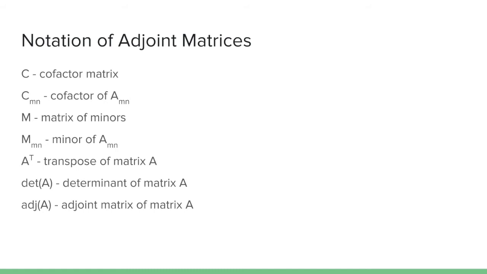Before we get into the use and properties of adjoint matrices, we have to go over their notation. C represents the cofactor matrix, and C with a subscript represents the cofactor of a certain term within the original matrix. The same goes for the matrix of minors, except using M instead of C. A superscript of T represents the transpose of a matrix. DET represents the determinant of a matrix, and ADJ represents its adjoint.